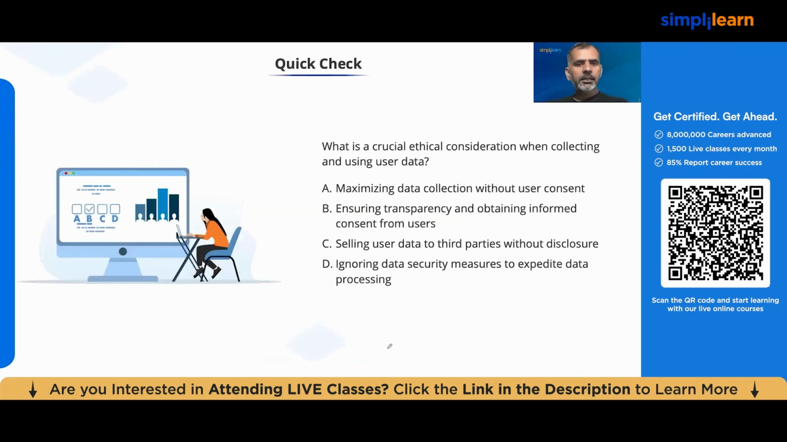Now let's have a quick check. What is a crucial ethical consideration when collecting and using user data? Is it maximizing data collection without user consent? Is it ensuring transparency and obtaining informed consent from users? Is it selling user data to third parties without disclosure? Is it ignoring data security measures to expedite data processing? So a crucial ethical consideration when collecting and using user data is that you have to ensure transparency and obtain informed consent from the user. That's the right option, and that is all like we discussed, guys. So option B is the right option.